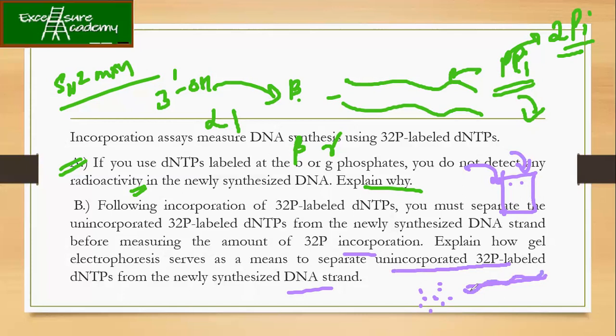The DNA which has been synthesized is going to show as a band, whereas the unincorporated 32P labeled dNTPs are just small molecules, so they are going to run faster in the gel electrophoresis. Maybe they might pass through the gel also. So when you visualize the gel at the end, only the newly synthesized DNA is going to show the band, whereas the unincorporated 32P labeled dNTPs will be washed off. So this is how you use gel electrophoresis as a good means to separate the unincorporated versus the newly synthesized DNA strand.